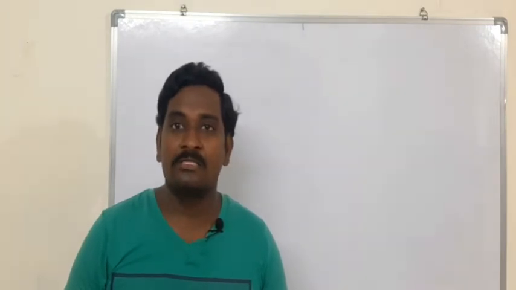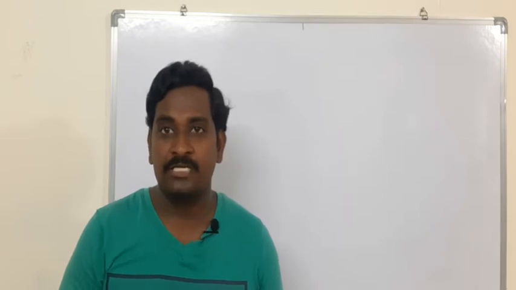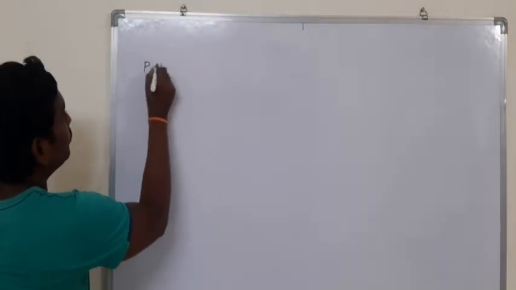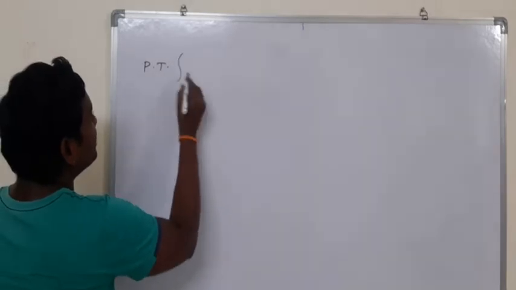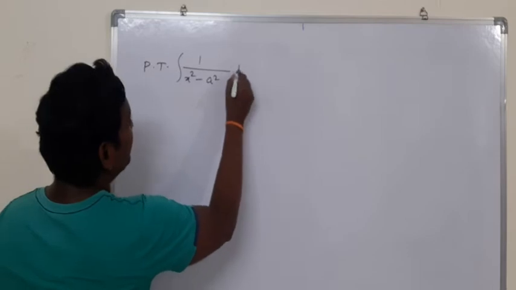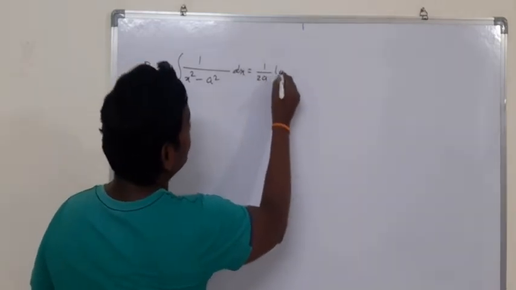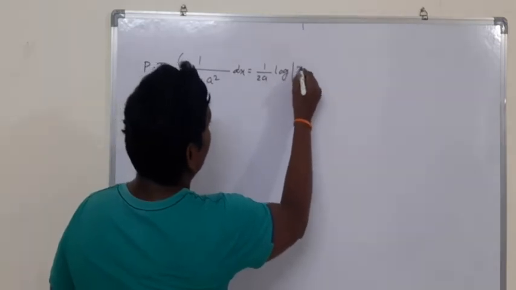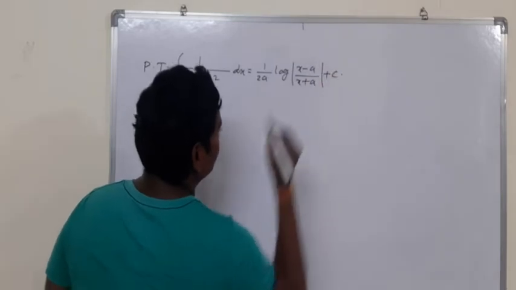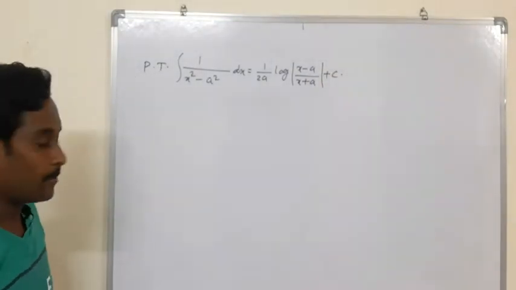In this video also, I will give some important formulas on integrations. Please write down. Prove that the integration of 1 by x square minus a square into dx is equal to 1 by 2a into log mod x minus a by x plus a plus c. This is a very important formula. Let us see the proof.